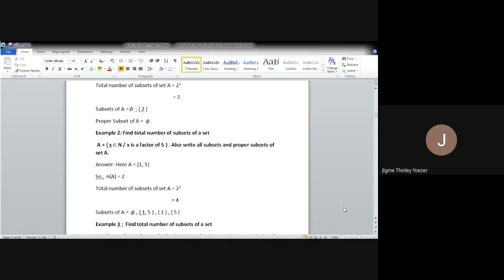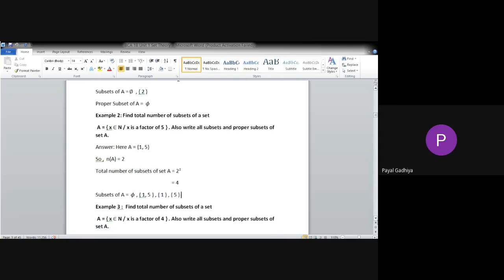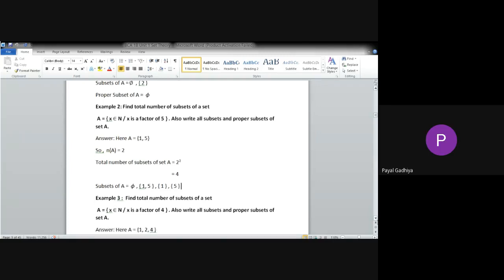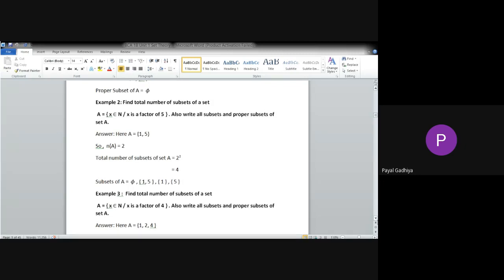Yes, ma'am. So the next example is to find the total number of subsets of a set. We have to find the total number of subsets first. So what is the definition of A? x belongs to N, x is a factor of 4. So write the factors of 4. Yes, the factors of 4 will be 1, 2 and 4. Now our set will be A equals {1, 2, 4}.